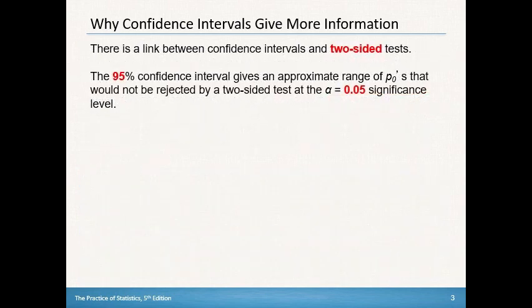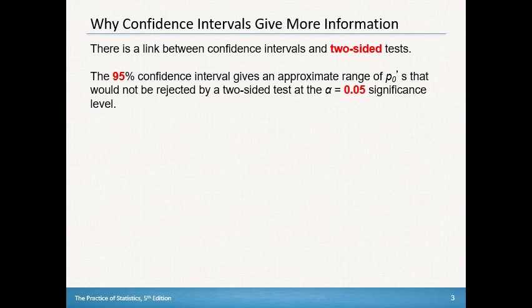All right, so what is the link between that two-sided test and the confidence interval? Normally when we do significance tests, we're not doing a confidence interval, but there is a relationship between a two-sided test and the confidence interval. The 95% confidence interval gives an approximate range of p naughts that would not be rejected by a two-sided test at the alpha level of 0.05.